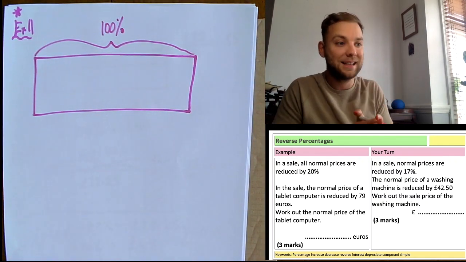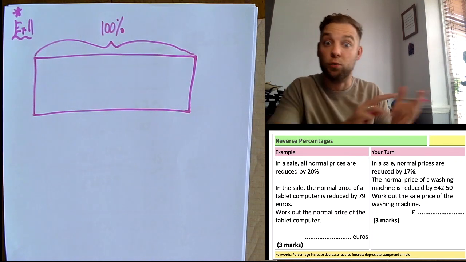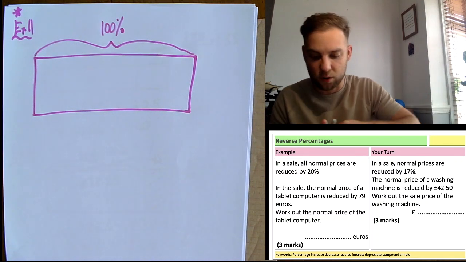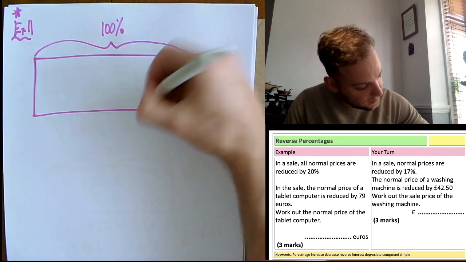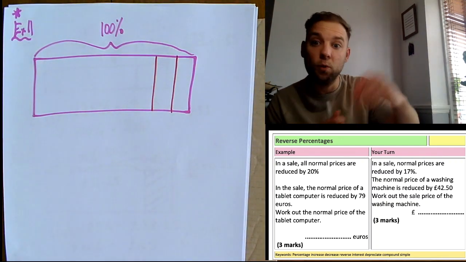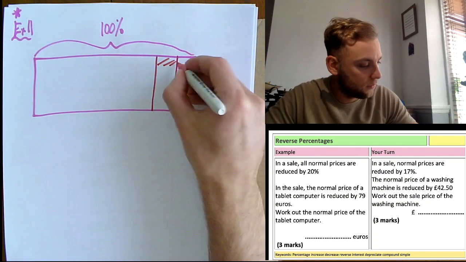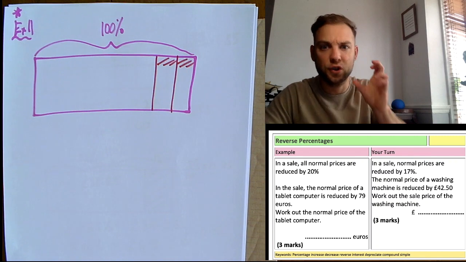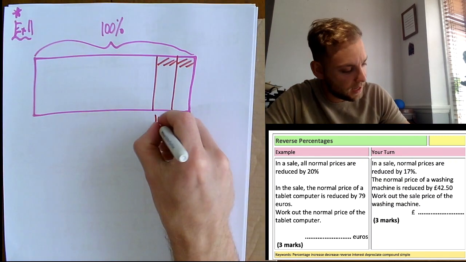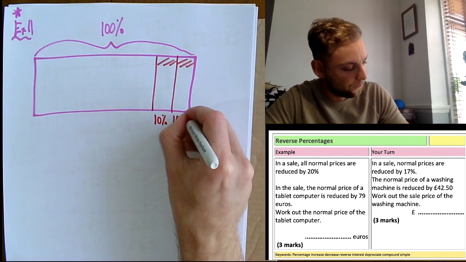Now, it says, in a sale, all normal prices are reduced by 20%. So I know that I'm being reduced by 20%. So I'm taking away 20%. So I'm getting rid of two 10%s. So this is 10% and this is 10%. Okay?